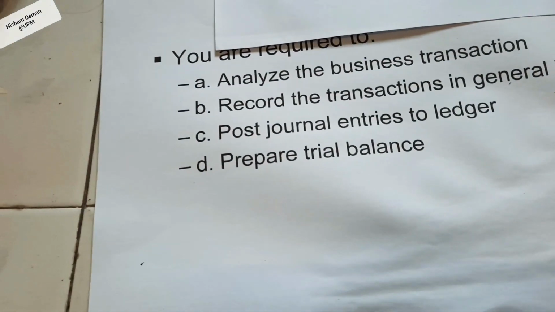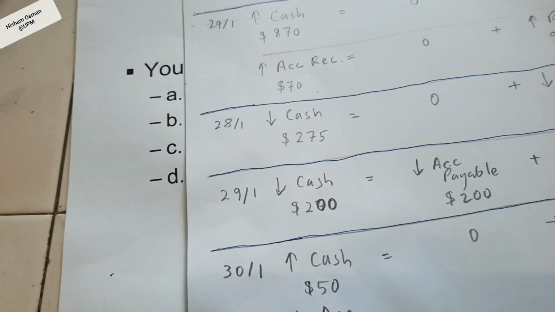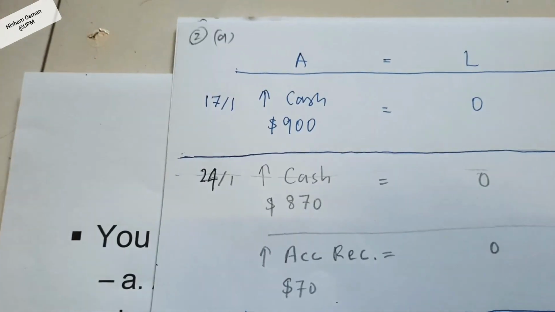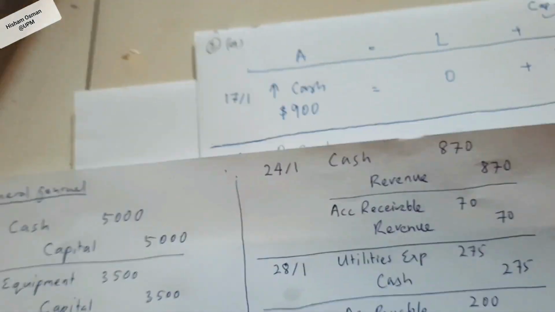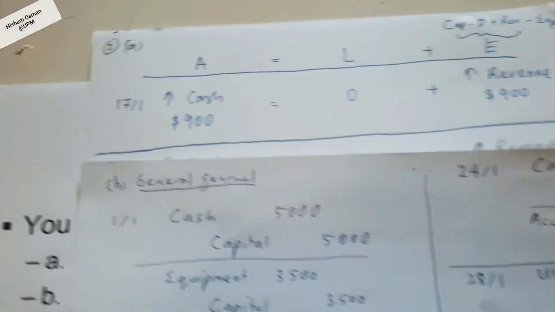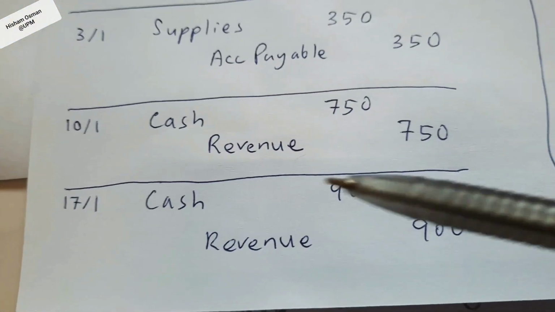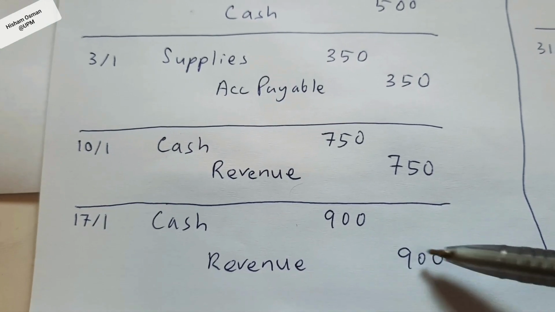Okay, let's see the next thing. The next thing is the transactions from the 17th of January to the 31st of January. See here, I have prepared the answer. On the 17th of January, there is an increase in cash and an increase in revenue. So increase in cash, the journal entry is debit account cash. An increase in revenue is an increase in equity, so credit account revenue.